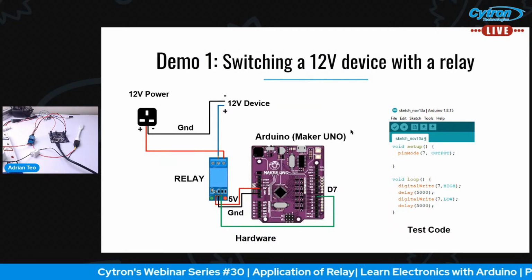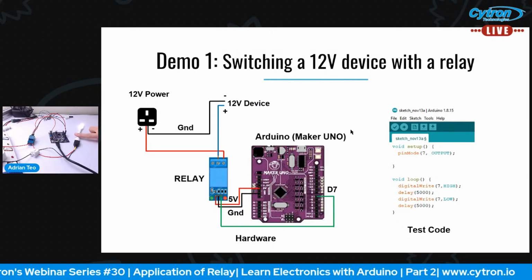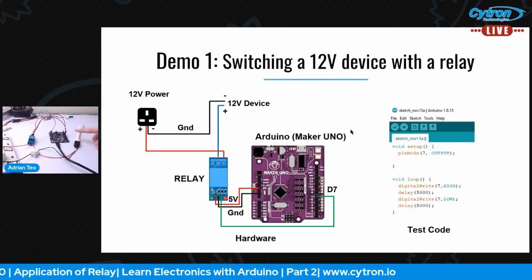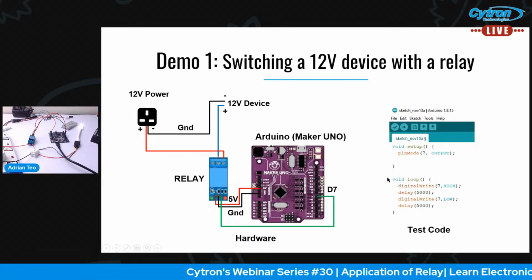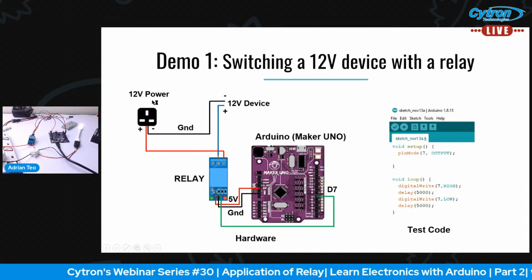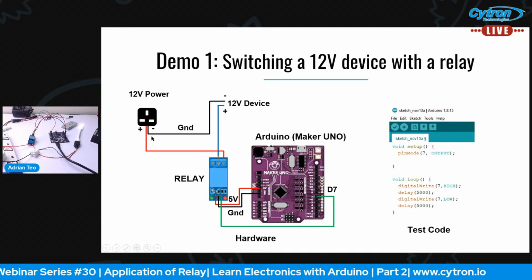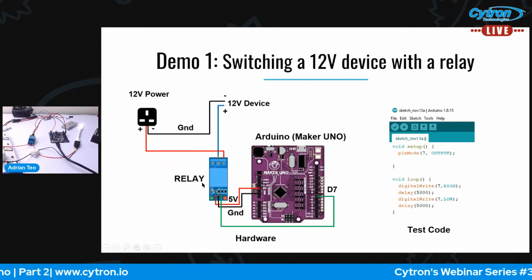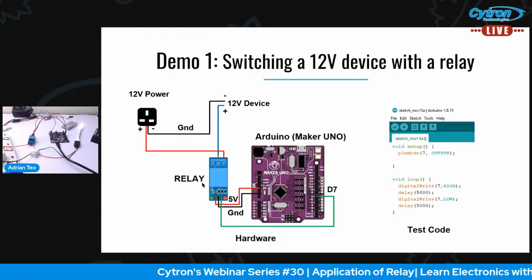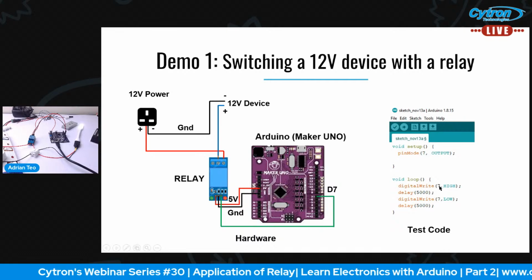The next application that I would like to try is, instead of using a USB device, I want to activate and deactivate this magnetic door. In the slide here, you can see that I am going to use 12 volt power instead of 5 volt right now, and connect a 12 volt device. Everything on the Arduino side is still the same: 5 volt to relay, ground to relay, 7 to relay. And the code is still the same.